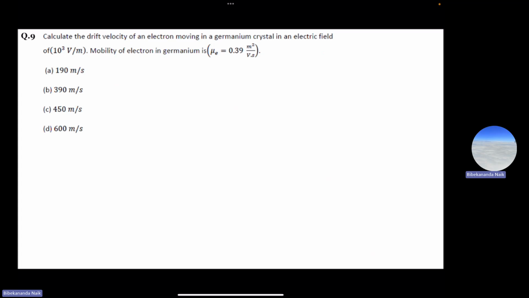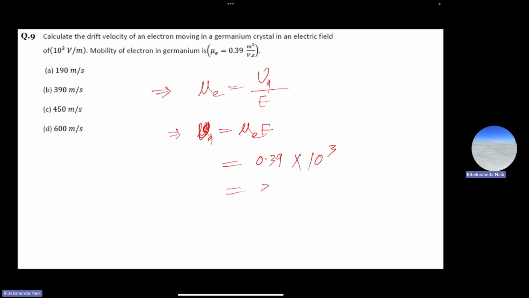So if you calculate it, there is an expression mu equals Vd by E, where Vd is the drift velocity. So Vd equals mu into E. So it will be 0.39 into 10 to the power 3, that is 390 meter per second. It is option B.